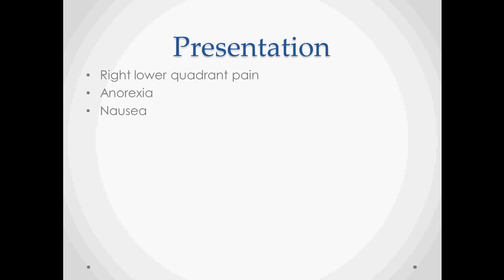Usually it presents with right lower quadrant pain, and that's a pretty good description. I mean, a lot of these different diseases that we talk about, there's the classic symptoms, and then there's the symptoms that really happen. But with appendicitis, right lower quadrant pain is a real common presentation, as well as anorexia. These people don't want to eat, and nausea, which probably is the cause of their anorexia.